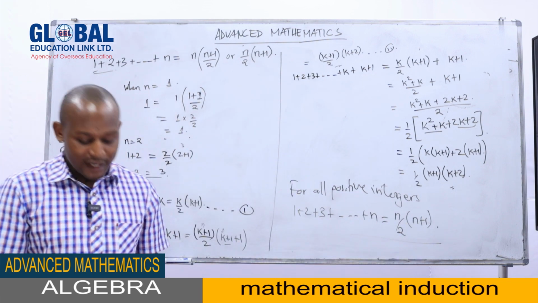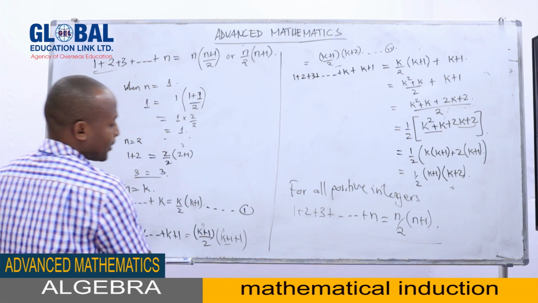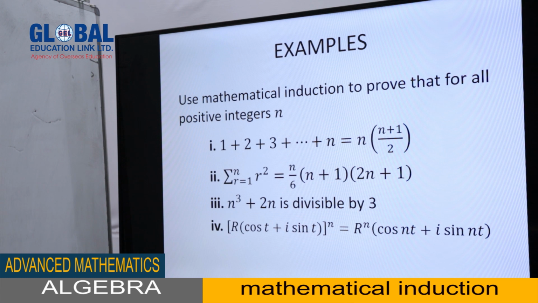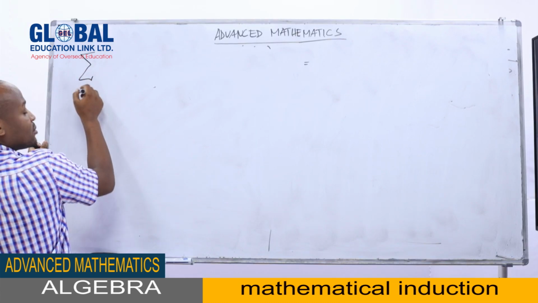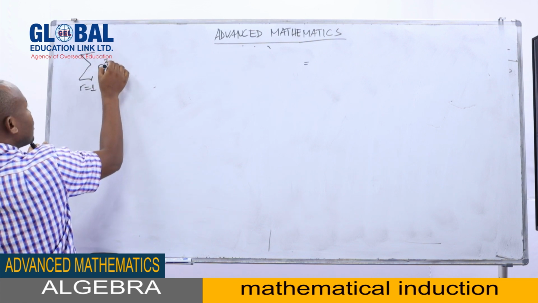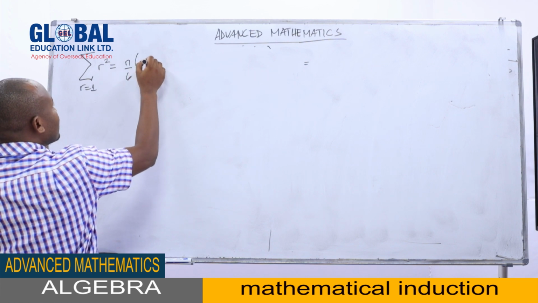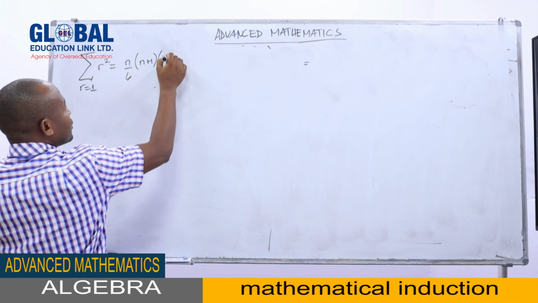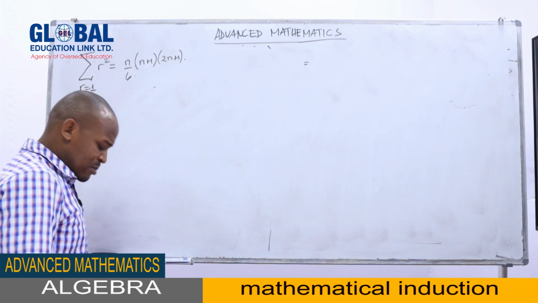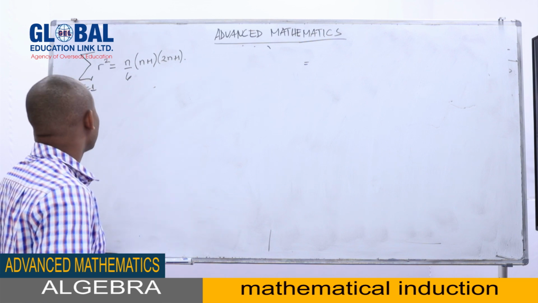Now that is for example number 1. What about example number 2? Let's check it out. Now let's see example number 2. And what does it say? It says we are supposed to prove the sum of r square equals n over 6, times n plus 1, using the principles of mathematical induction. It resembles the first one, but let's check it out. How can we prove this?